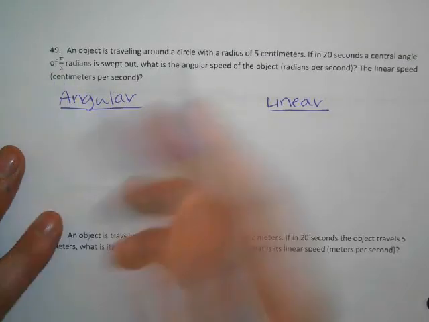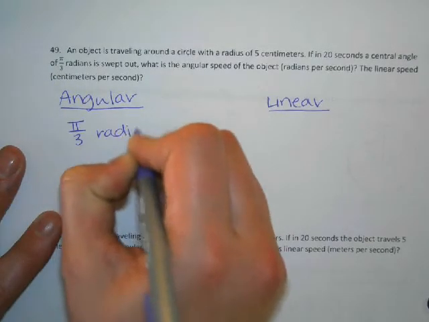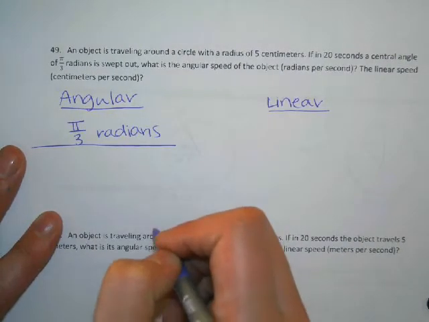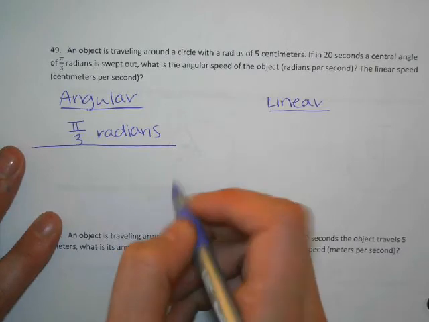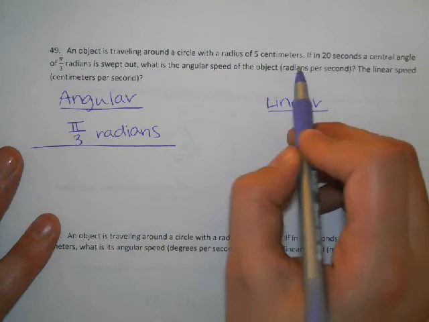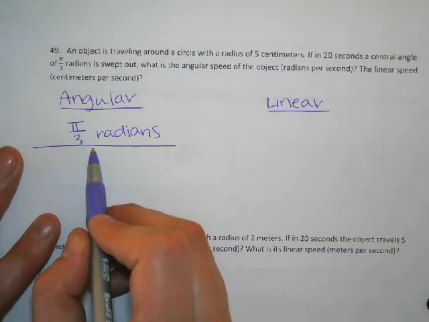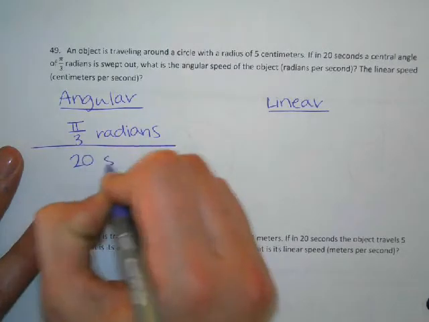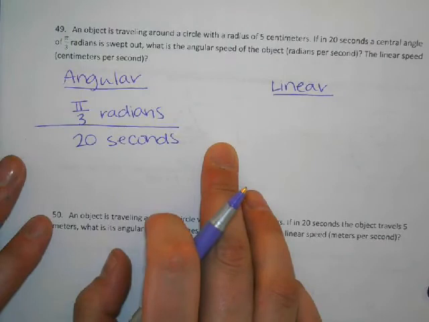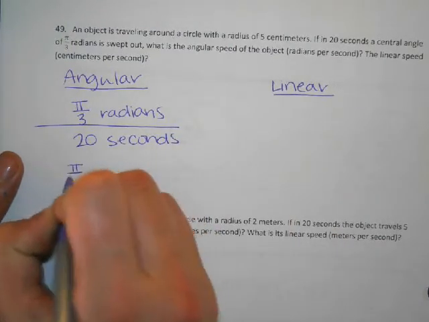Pi over 3? So we're going to say pi over 3 radians, over, not over 2 pi, because this is radians per second. So we're going to put this over the amount of time, 20 seconds. Okay, pi thirds over 20. I'm going to call that pi over 60.